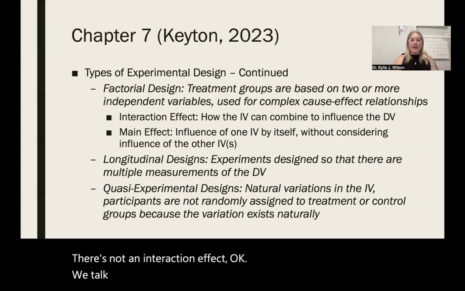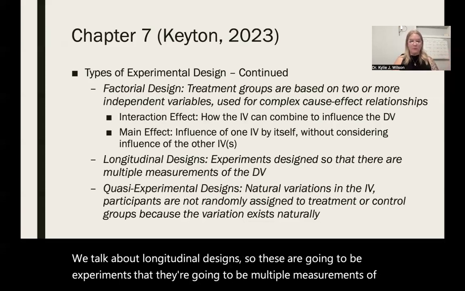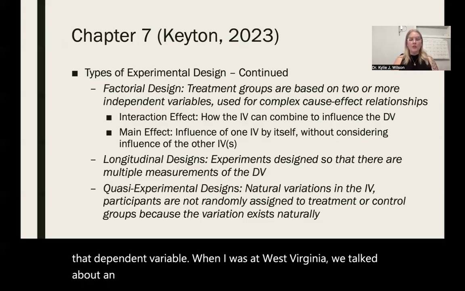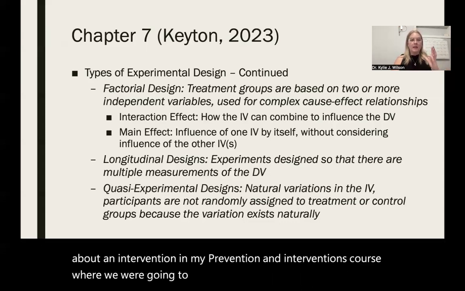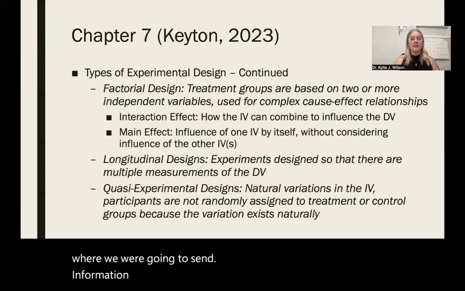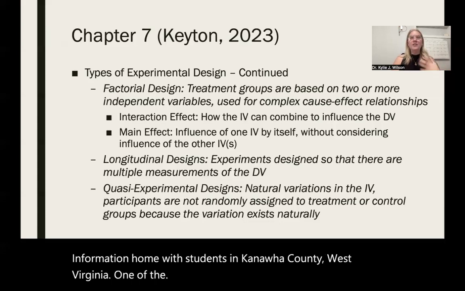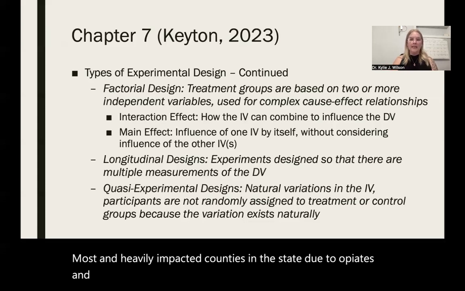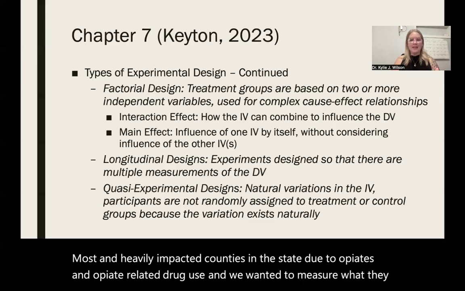We talk about longitudinal designs. So these are going to be experiments where there are going to be multiple measurements of that dependent variable. When I was at West Virginia, we talked about an intervention in my preventions and interventions course where we were going to send information home with students in Kanawha County, West Virginia, one of the most and heavily impacted counties in the state due to opiates and opiate-related drug use. And we wanted to measure what they knew at multiple times.